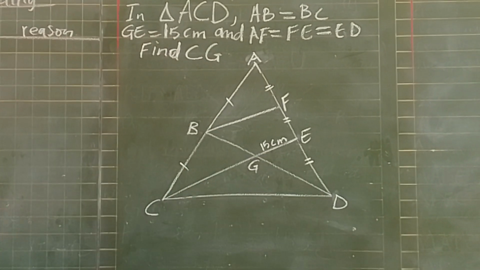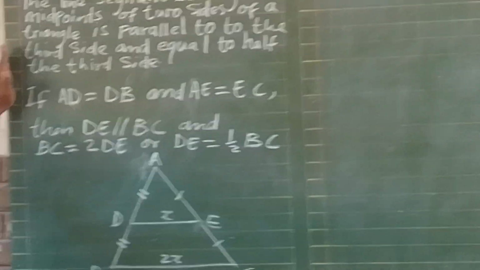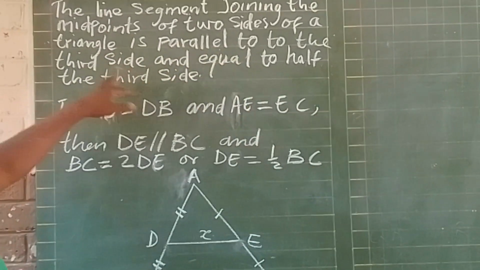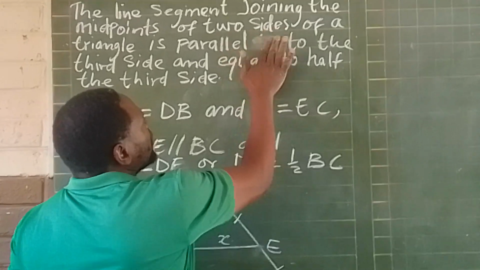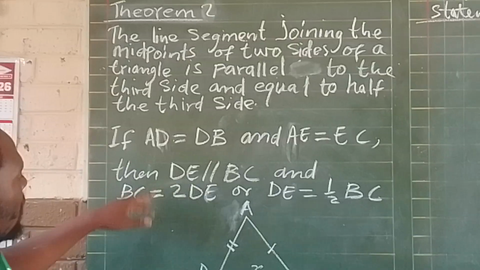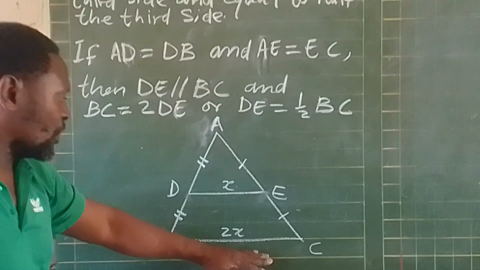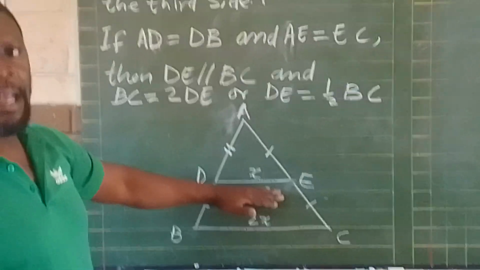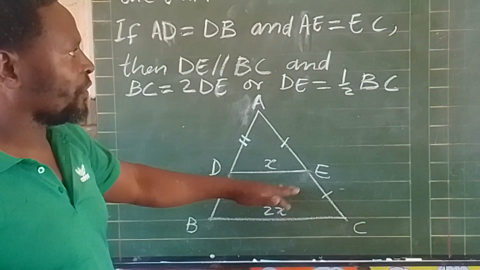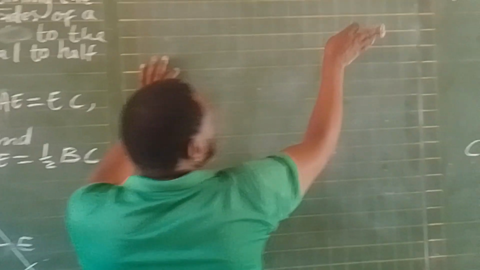Remember, come with me to start at theorem number 2. Theorem number 2 says the line segment joining the midpoints of two sides of a triangle is parallel to the third side and equal to half the third side. You see, this is half the third side, or this side is twice the midpoint line drawn from the midpoint. So we are going to say segment and reason. We are proving that one.